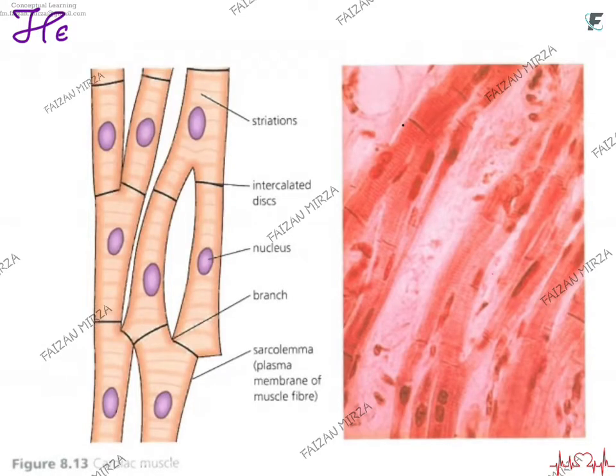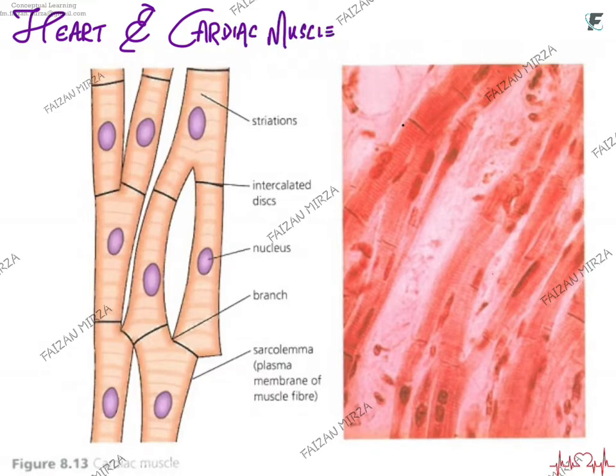We are discussing the topic of the human heart, the cardiac muscles which make up the heart, and how the human heart is adapted for its functionality. The human heart is made of cardiac muscle. The mammalian heart is made of cardiac muscles, and this is what cardiac muscles look like.